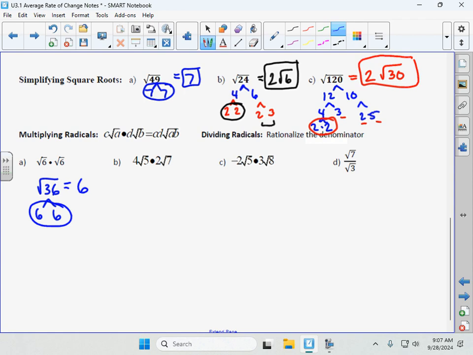All right, B, 4 root 5 times 2 root 7. Again, we can multiply the outside numbers together, that's 8, and then multiply the inside numbers together, 5 times 7, that's 35. All right, again, you want to simplify your radicals if you can, so we can break 35 down. 5 times 7. Now I can't break either of those numbers down any further, and I don't have a pair of the same numbers. So that means that 8 radical 35 is not going to simplify any further.